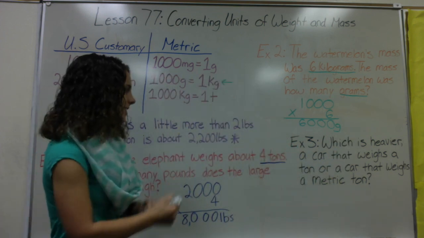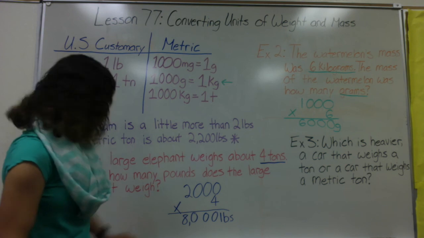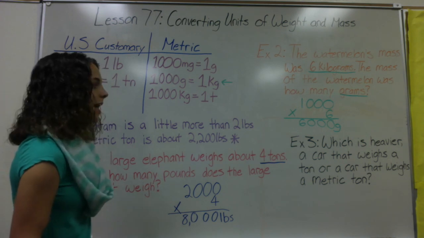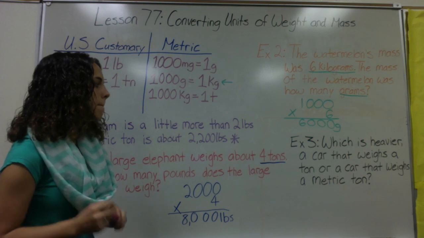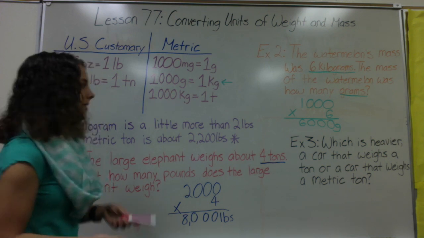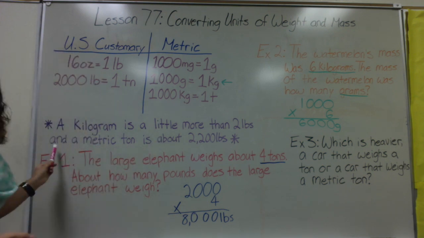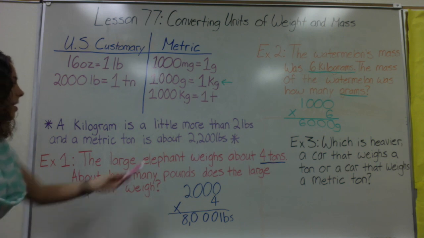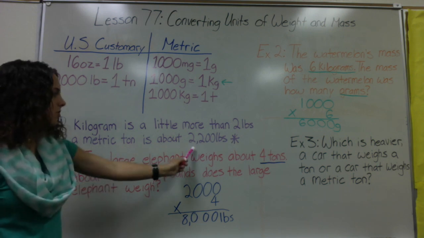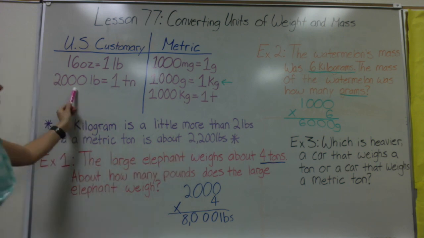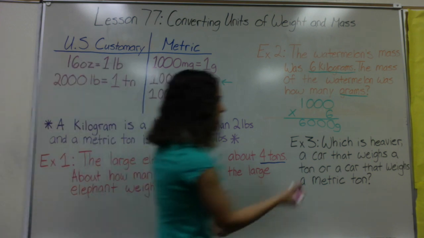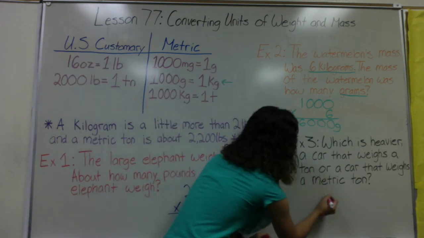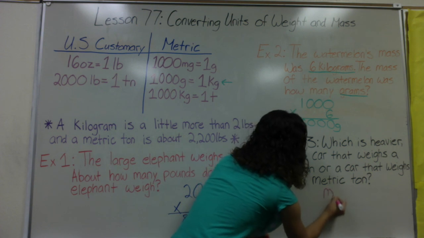Now we have our last example, example 3. You're still taking notes with me. It says, which is heavier, a car that weighs a ton or a car that weighs a metric ton? And this one should be pretty simple because I've already given you the hint and the answer here, because a metric ton is about 2,200 pounds, whereas a U.S. ton is only 2,000 pounds. So the one that weighs more would be the metric ton.